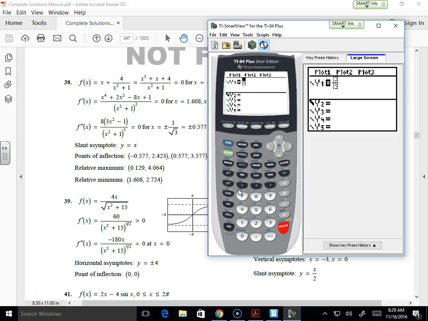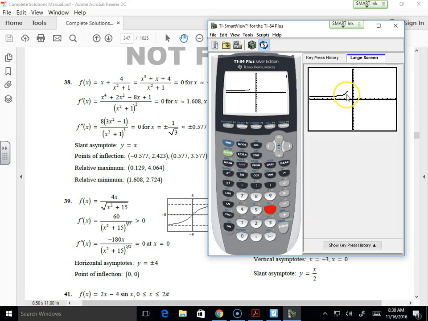So we could do our x to the power of, that doesn't work. Oh, for the good old days when I was able to use a real calculator. x to the 4th plus 2x squared minus 8x minus 1, all over parentheses x squared plus 1 squared. Like that? Yes. Okay, I'm just going to do Zoom Standard for sake of simplicity.